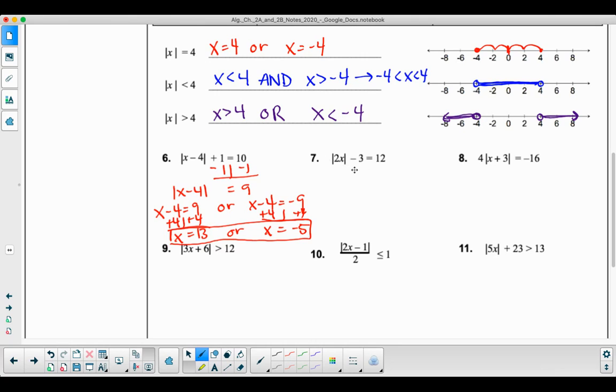All right, number 7. Similarly, let's get rid of what's outside of those absolute value symbols first. So add 3 to both sides. Absolute value of 2x equals 15. All right, now we're going to take this absolute value and we've got to split it into 2 now. So 2x will equal 15, or 2x will equal negative 15. So if we divide both sides by 2, we get x equals 15 halves, or divide both sides by 2 over here, x equals negative 15 halves. And you can leave your answer written as such.